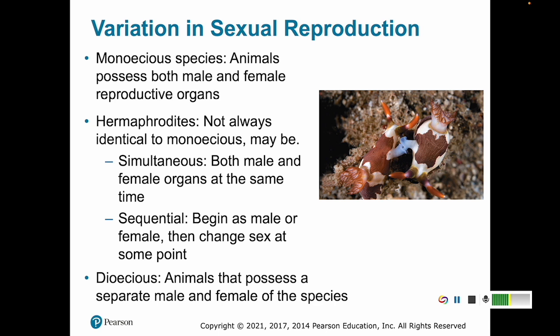Hermaphrodites could be identical to monoecious, but they may not be. It's a little bit of a broader term. Organisms that are simultaneously hermaphrodites have both male and female organs at the same time, like our sea slugs here. Sequential hermaphrodites will begin as one gender, then switch to the other. Typically, they begin as a male, then at some point during their life, they switch to a female. Then there are dioecious organisms. Dioecious is what humans typically are characterized as. Dioecious are animals that have separate male and female of the species.